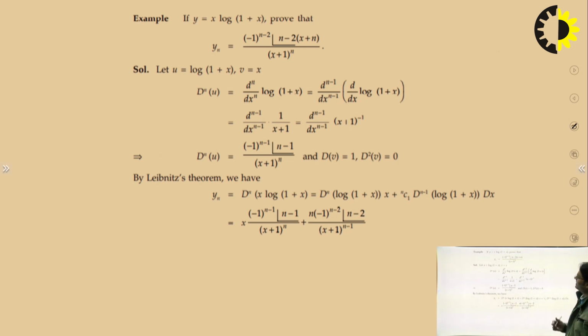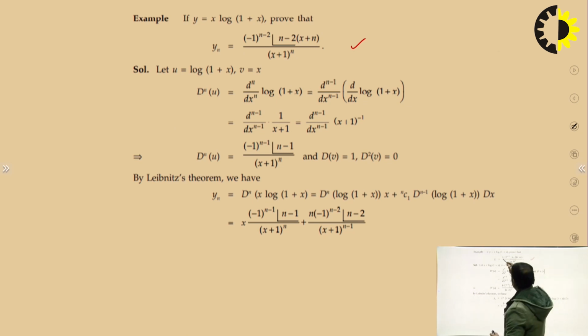See, what is the question? The question is, when y is equal to x log(1 plus x), then you should prove that yn, the n times differentiation of y, is going to be equal to (minus 1) to the power n, times factorial n minus 2, times (n minus 2 times x plus n), divided by (x plus 1) to the power n. Now this question is slightly different. So understand this question properly.